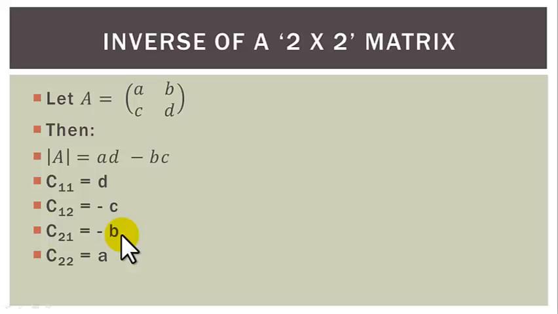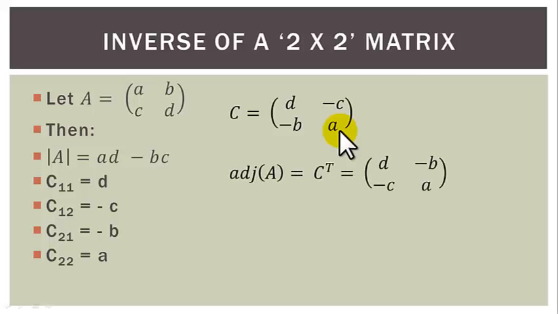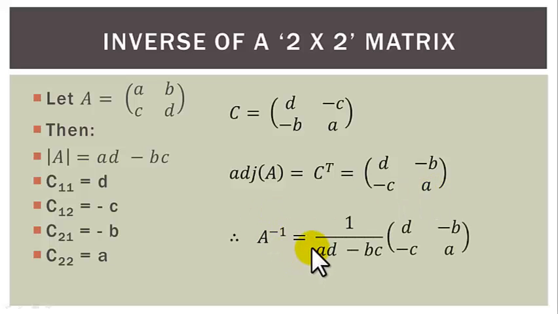We can then form the matrix of the cofactor C, which is equal to D minus C minus B, C. Therefore, the adjoint of A, we recall, is defined to be the transpose of the matrix of cofactors. So transposing C, that will give us the adjoint of A equal to C transpose, which is equal to the matrix D minus B minus C, A. So therefore, the inverse of A is A inverse equal to 1 all over the determinant times the adjoint.